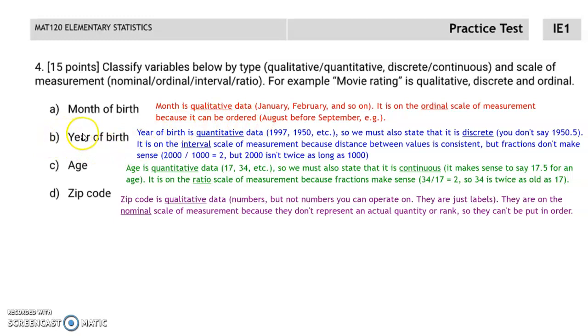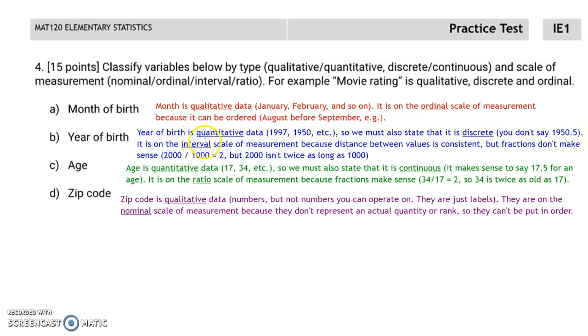For letter B, I should say, the year of birth is quantitative data. Quantitative meaning it is in numerical form that can be added, subtracted, etc. So once we figure out it's quantitative, we also have to say that it is discrete. Qualitative data, we don't tell whether it's discrete or continuous, but quantitative data we do. So it is discrete. In other words, you don't say 1950.5. You just say 1950 and then 1951.